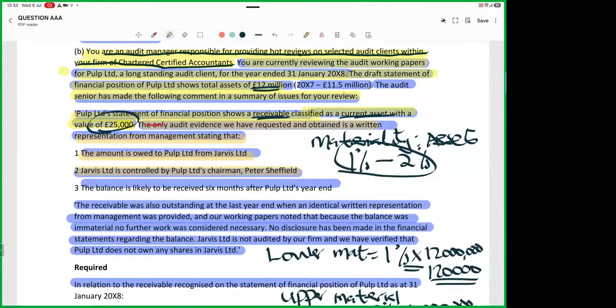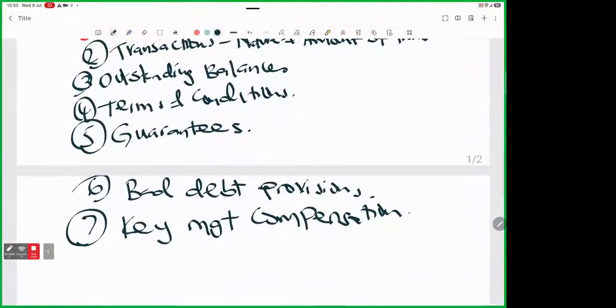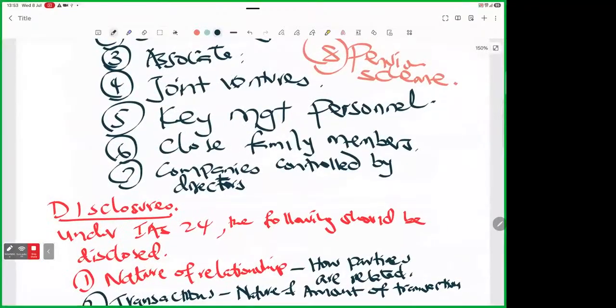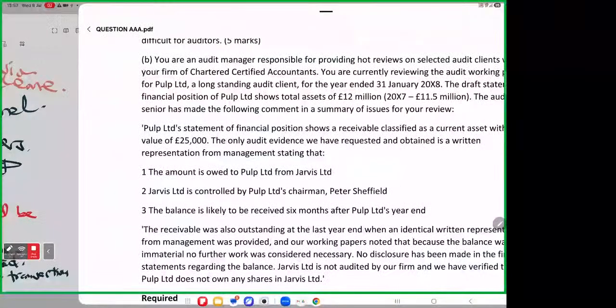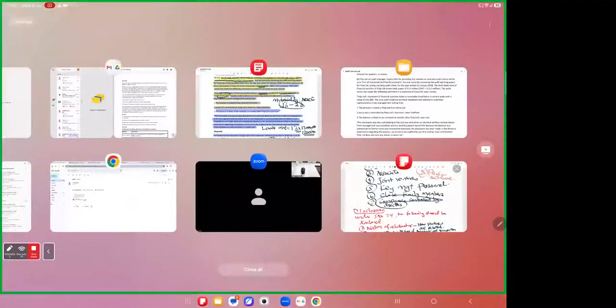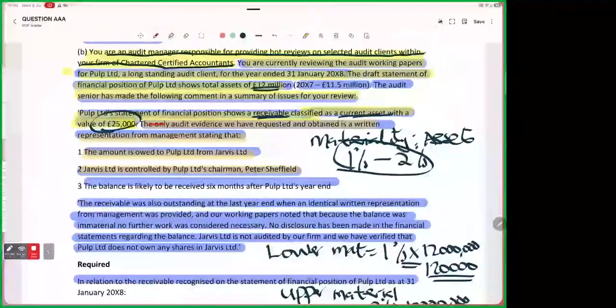So remember when we were explaining, ladies and gentlemen, this concept of related parties, we said companies controlled by directors. If you've got a company, in this case, you can see Sheffield is in our company and is our chairman, and it's controlling the other company which owes us. So automatically, we are looking at an issue of related party.